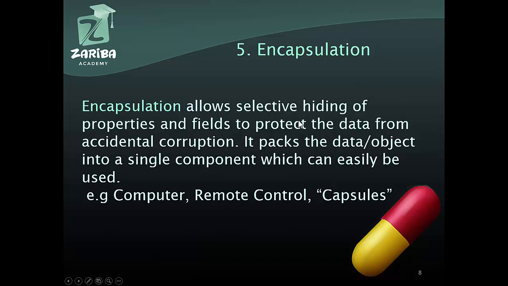The other one is allowing selective hiding of properties and fields. When I say hiding, this is what I mentioned for fields, right? People don't need to know how your algorithms work, so I can hide it. I can hide my fields. I can hide some of my properties. That is fine as well. And I should talk about the accidental corruption and what I mean by that.